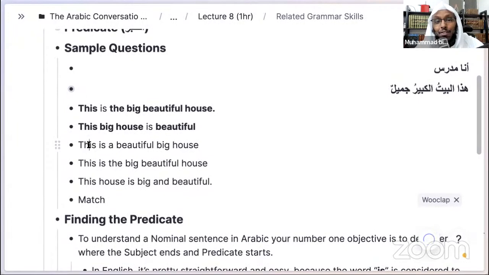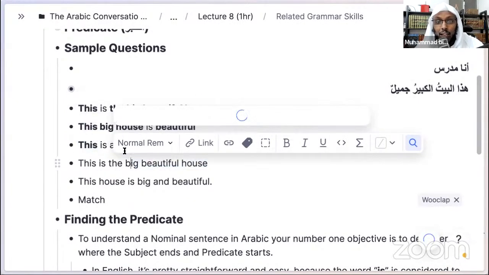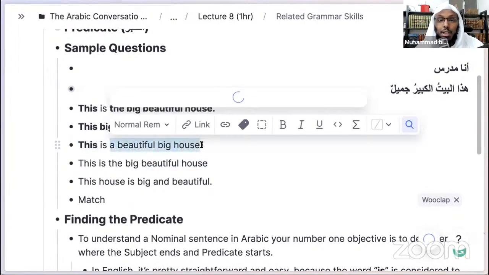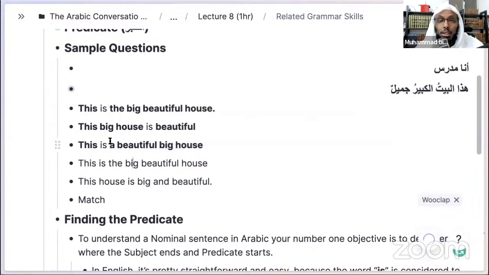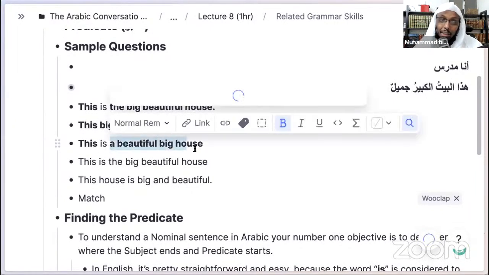Okay, here we have, this is a big, beautiful house. Now, the difference between this one and this one is that this one is definite. So that's why I said to you here, I promised to show you a big, beautiful house. So it's something that you already had knowledge about. It's the specific house you knew about. But here, this is indefinite now.